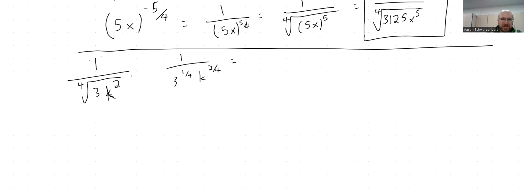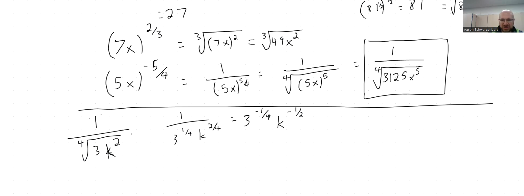I'm going to move them to the numerator as negatives. So I can do this. I can flip them top to bottom by switching the sign on the exponent. And I'm also going to reduce 2/4 to 1/2. So I can go from radical to exponential. I can go from exponential to radical, as you see in the box right here. Okay, we can go both ways.